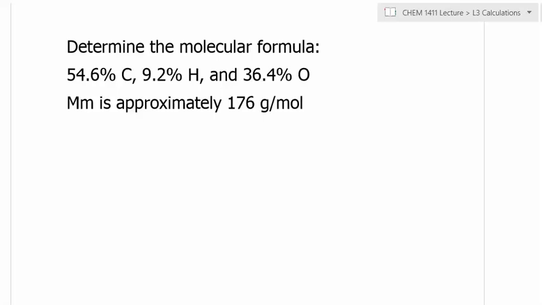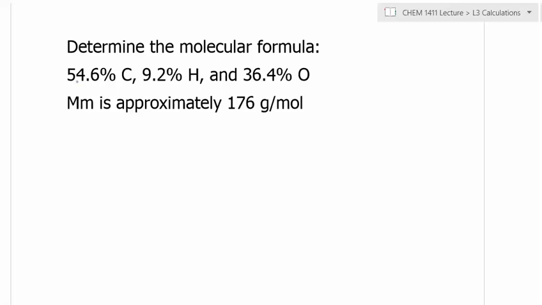Okay, we're going to calculate a molecular formula. There's more than one way to do this. We're going to do it the way that you determine the empirical formula first and go from there. If you know a different way, you're welcome to go straight to the molecular formula.